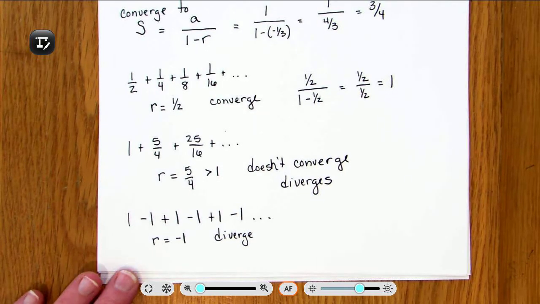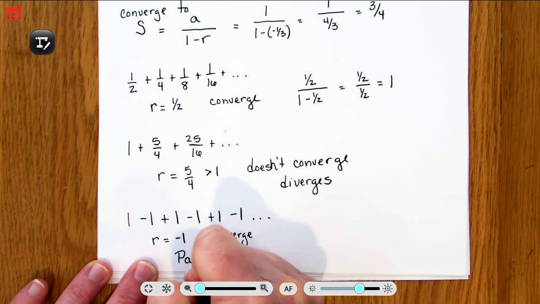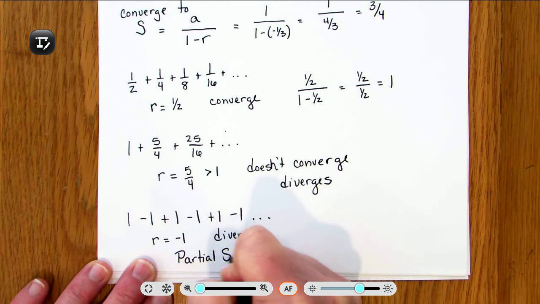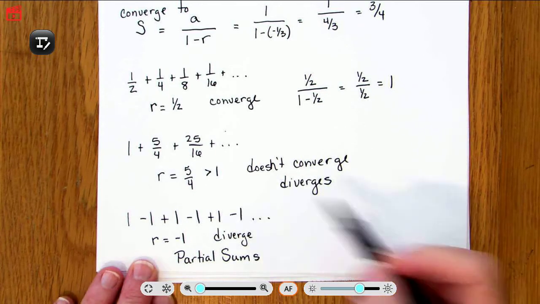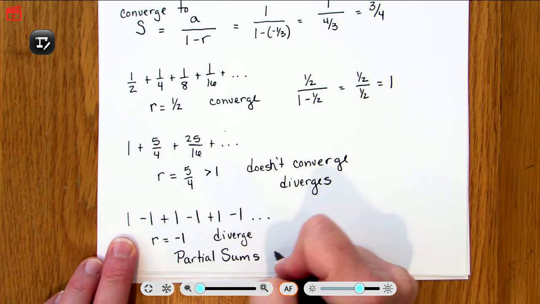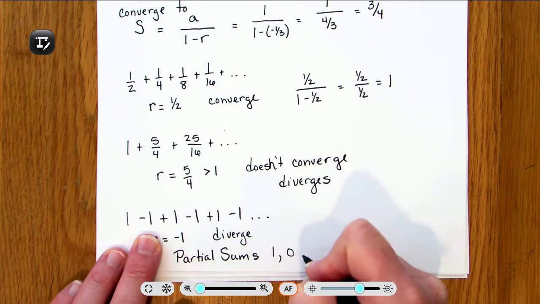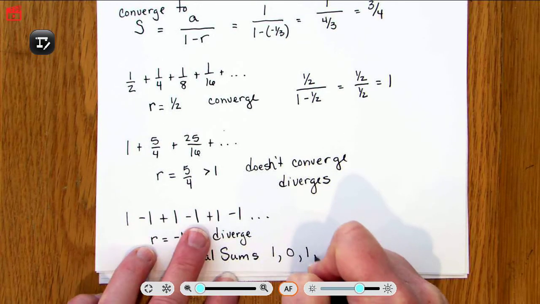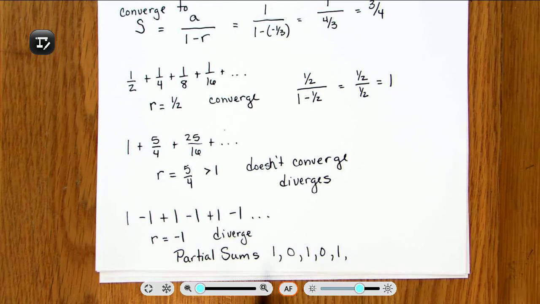If you start looking at what those partial sums look like, we can kind of see that they do not get close to something. Take my 1, so there's my first one. If I add on the -1, I get 0, then I get 1, then I get 0, then I get 1. They keep going back and forth between 0 and 1. It never gets close to one specific value.